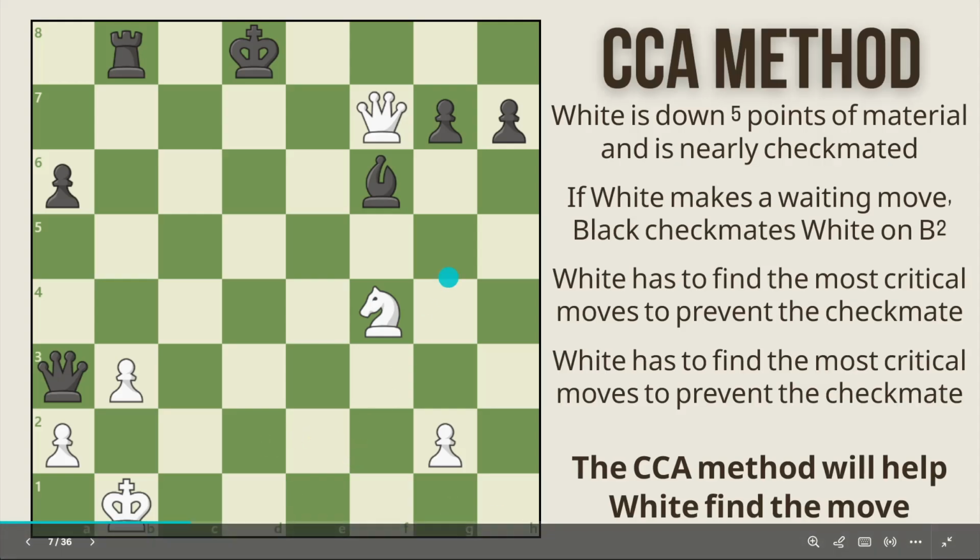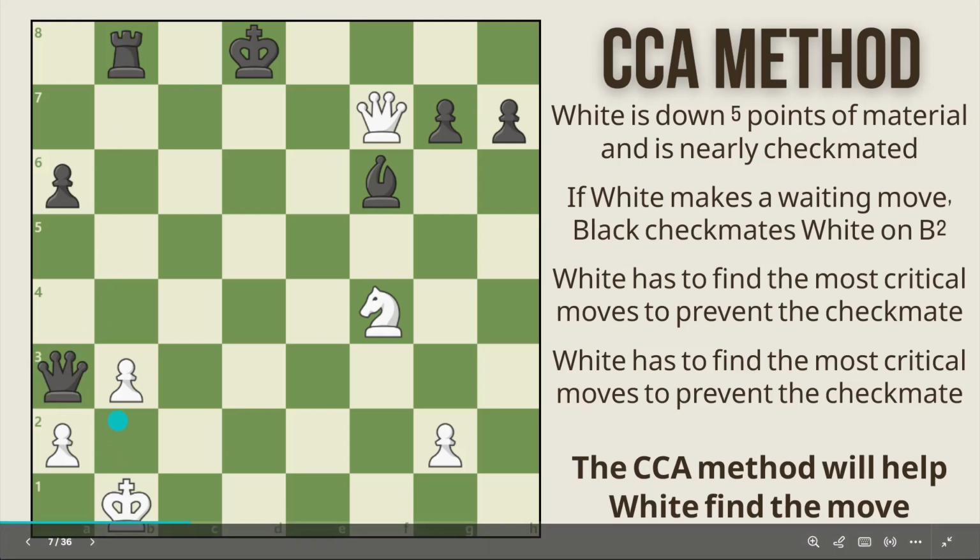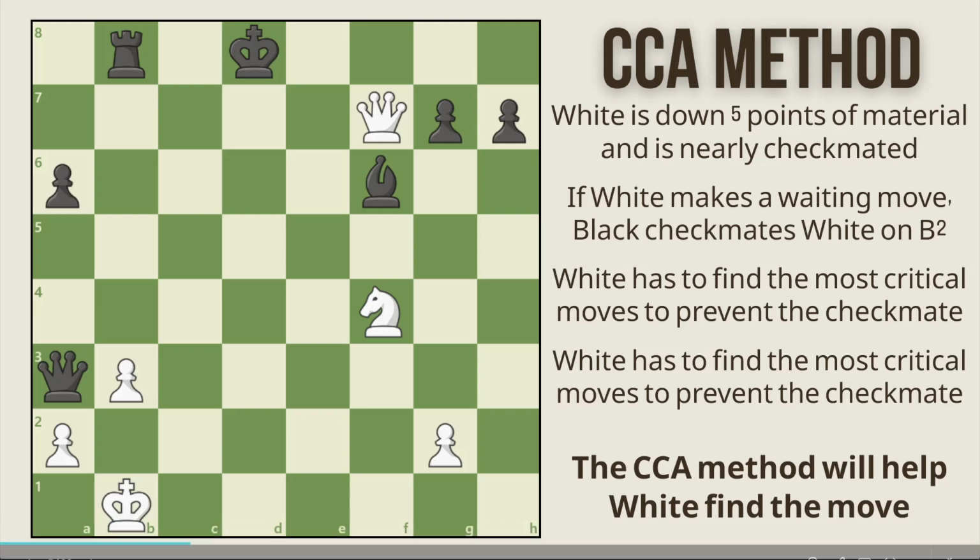And I've mentioned it here. So white's down 5 points of material, right? Black has an extra rook, whereas white doesn't have an extra rook. So white's down 5 points of material, and they're getting checkmated on the next move. So we need to find the most forcing moves, pretty much.